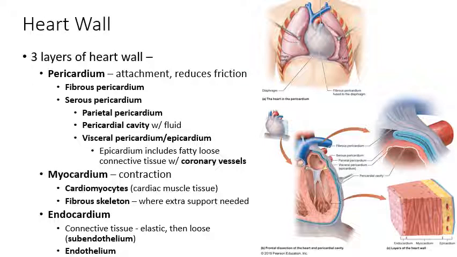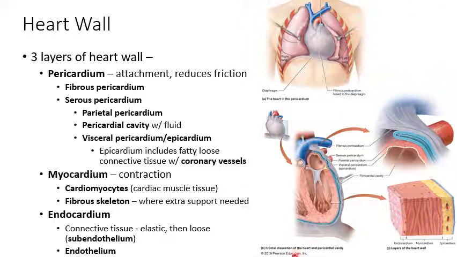Also considered as part of the pericardium, and specifically part of the visceral pericardium, is the epicardium, which is fatty tissue. Well, it's loose connective tissue, but it's very fatty. And that is sort of the outermost part of the heart wall that's actually on the heart itself, and is where most of the coronary vessels that serve the heart run.